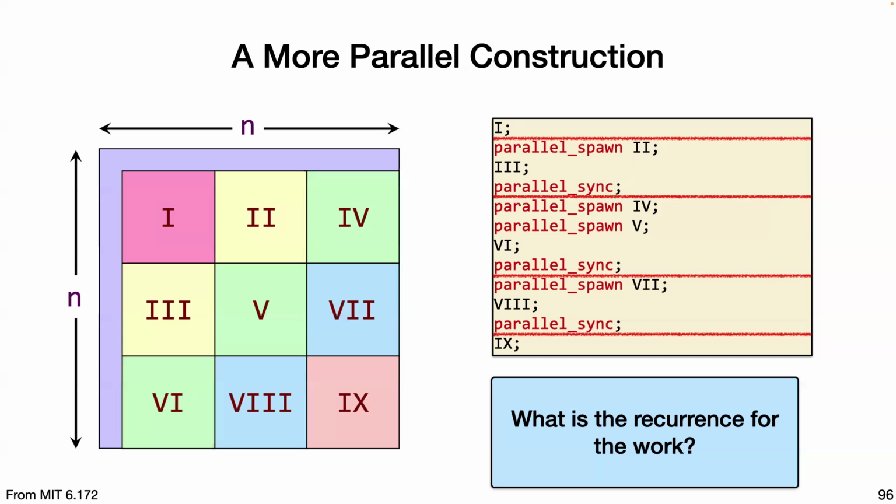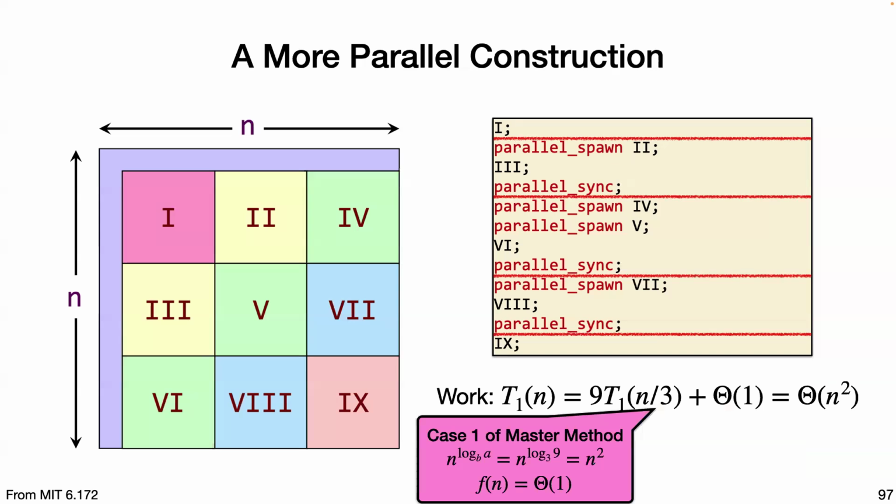This looks a little bit more complicated, but we can solve it. First, we want to make sure that the work is unaffected. So how many subproblems are there? 9. And what is the size of each one? Yes, good. So we have 9, each one is n over 3. This is the same again.